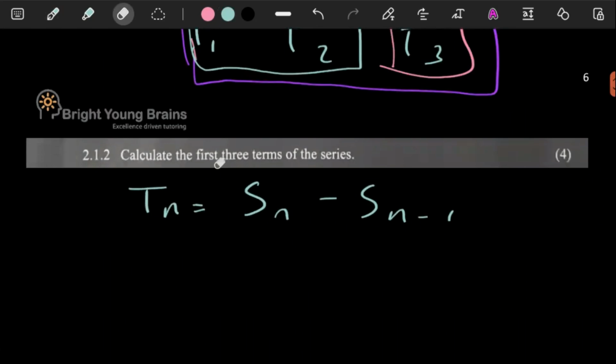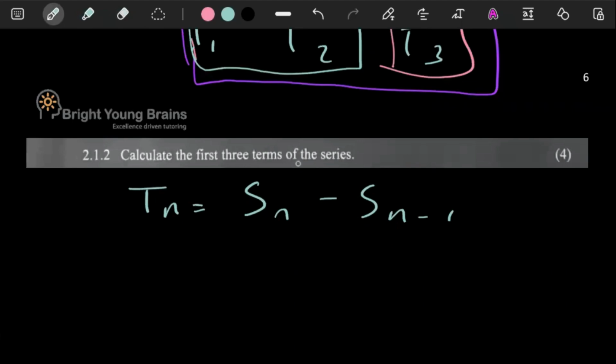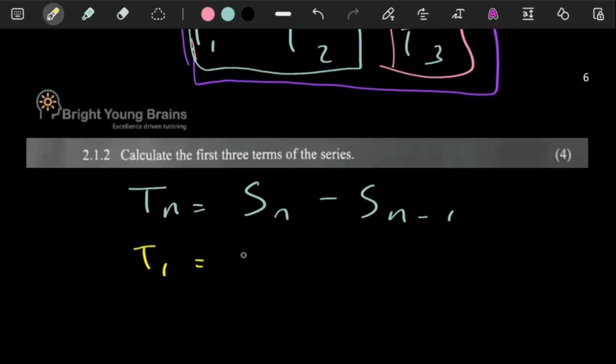So if you want to calculate the first 3 terms in the series, what we can do is T1, you can just say it's going to be S1. This one is kind of tricky, but I think S1 is going to be difficult to get. Let's do T3 first.